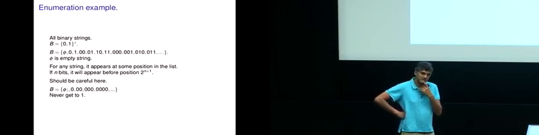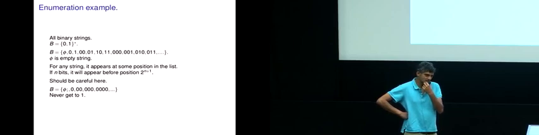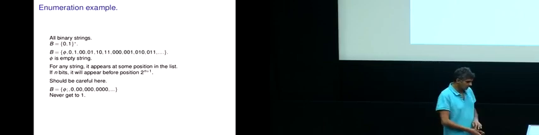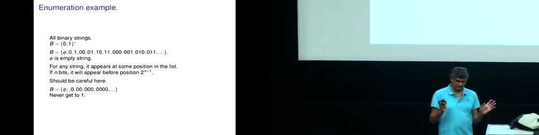Bit string with 2 to the n plus 1. Basically, you're arguing that the n bit string will happen before the 2 to the n plus 1 bit string, but you're assuming that that occurs at a finite position. What I'm saying is, here's the argument, okay?